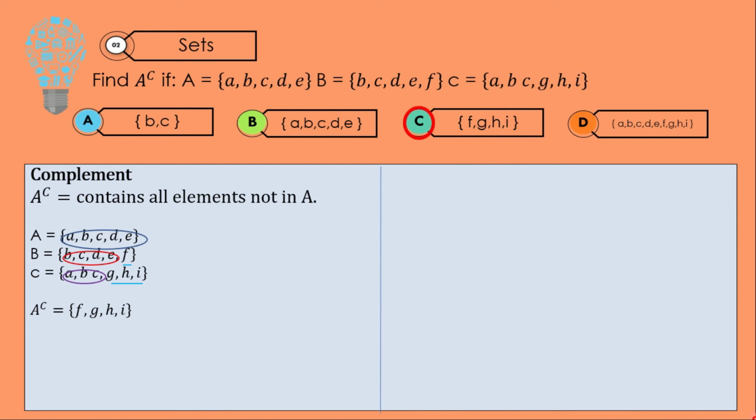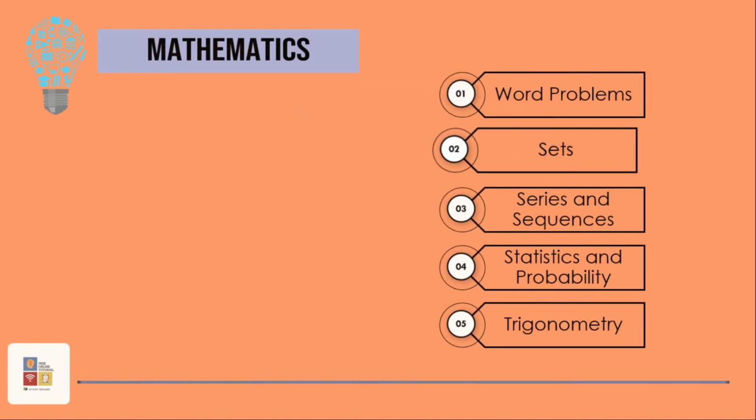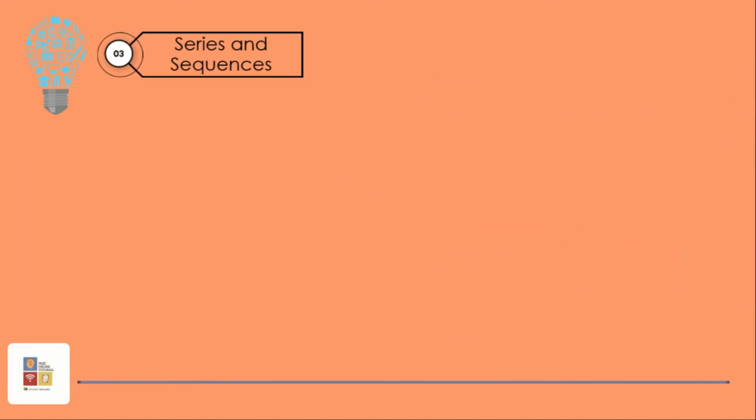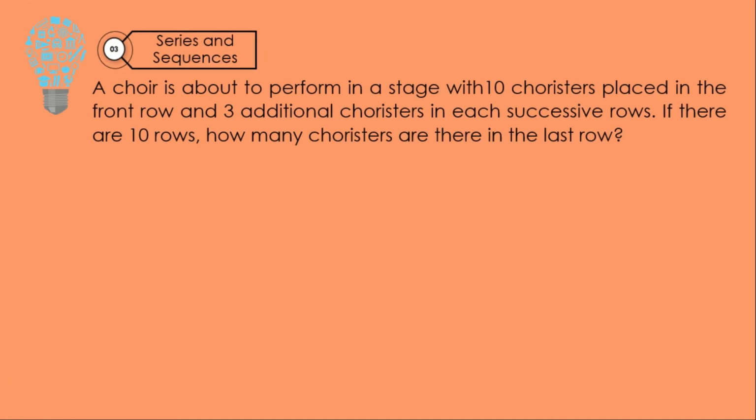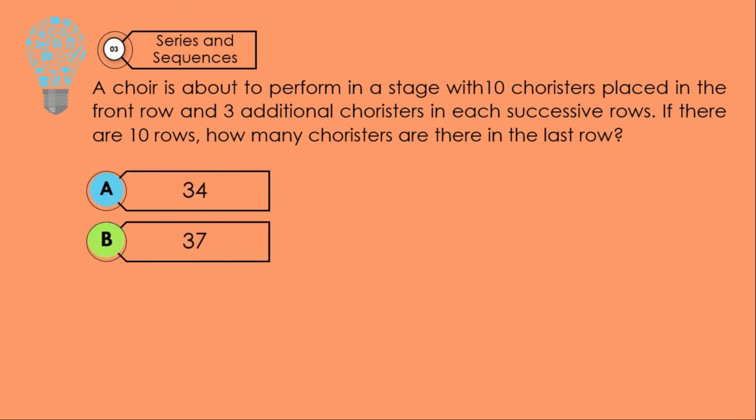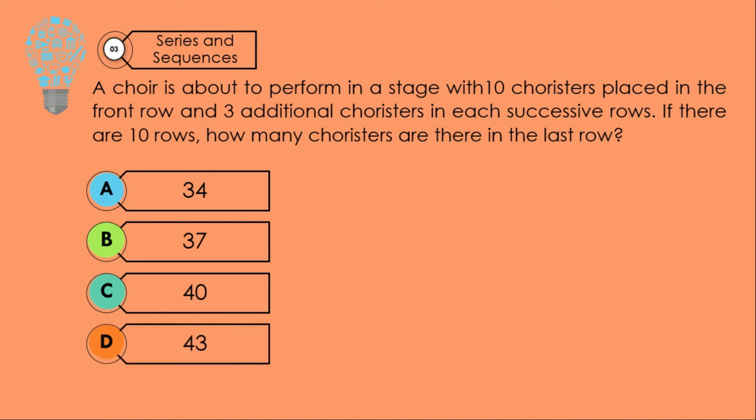And for the last part of part 3 of the mathematics tutorial, let's talk about series and sequences. A sequence is defined as an arrangement of numbers in a particular order, and on the other hand, a series is defined as the sum of the elements of a sequence. We have here a first example. A choir is about to perform on a stage with 10 choristers placed in the front row and 3 additional choristers in each successive row. If there are 10 rows, how many choristers are there in the last row? A 34, B 37, C 40, D 43.